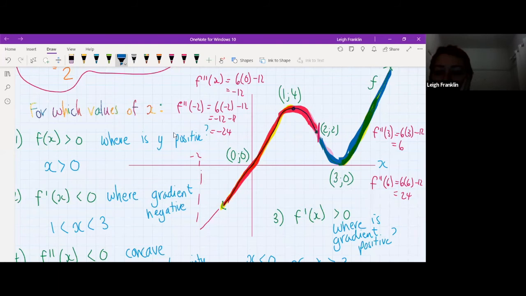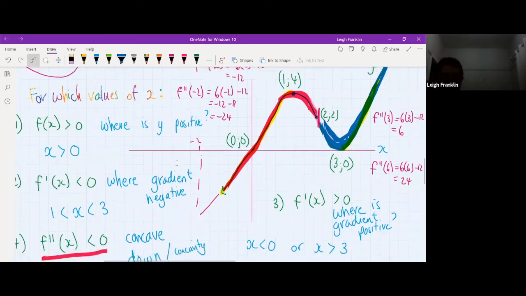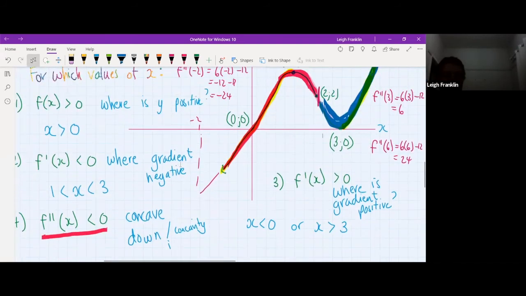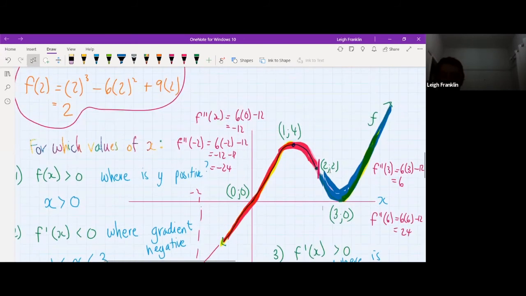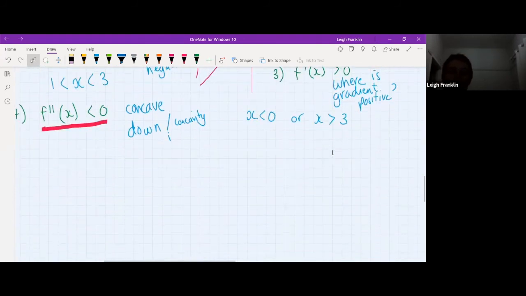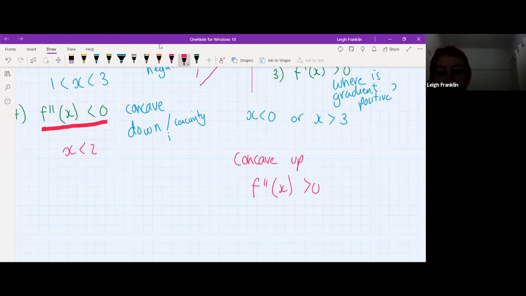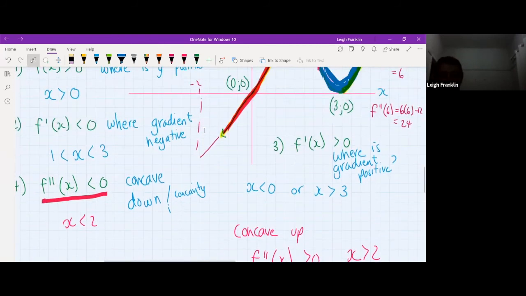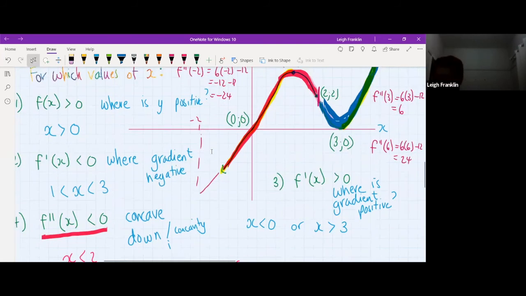Okay. Can you see how we got negative numbers when it was concave down and positive numbers when it was concave up? All right. So the graph is going to be concave down when x is smaller than 2. And where x is greater than 2, the graph will be concave up. In other words, f prime prime x is greater than 0 when x is greater than 2. Okay, does that make sense?